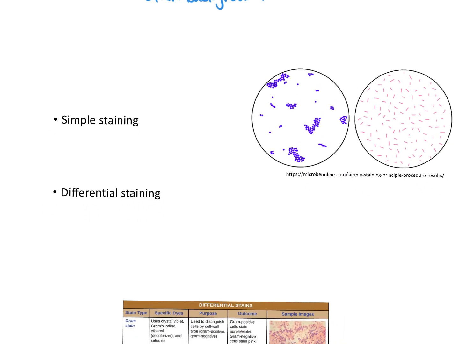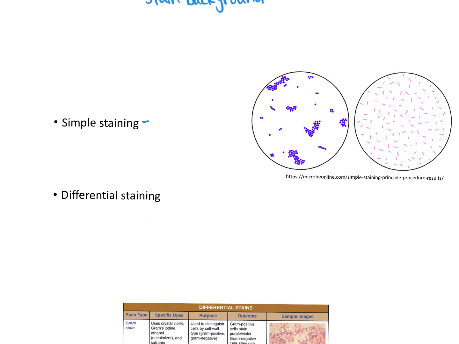When we do simple staining, that just means that we use one dye. We don't bother to do that in lab because it doesn't give us a lot of information. But you can see the cells, you can see the shape of the cells, how the cells arrange. Like here, these cells tend to arrange in clusters, it looks like. You can kind of tell how big they are, but that's pretty much all the information you get with one dye.